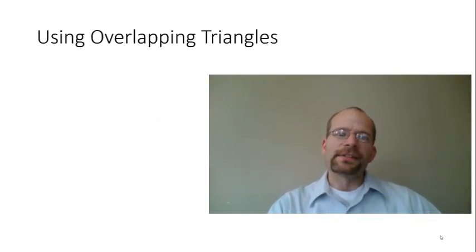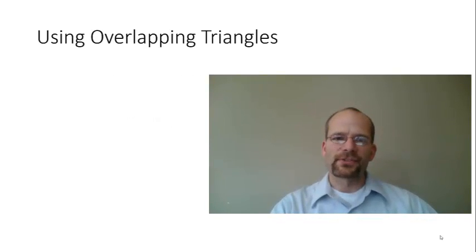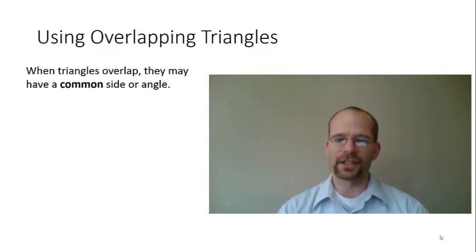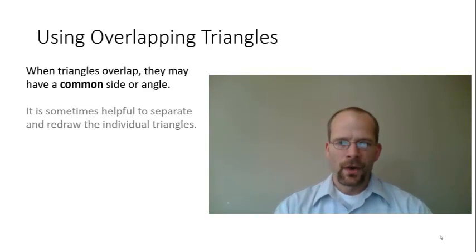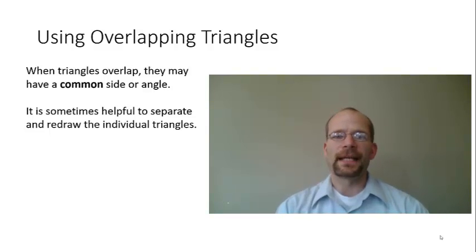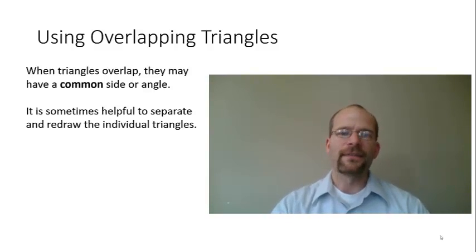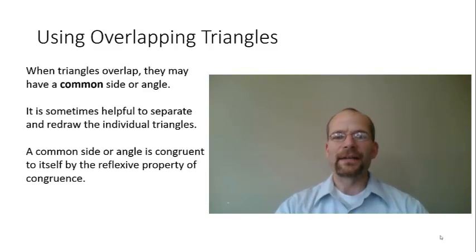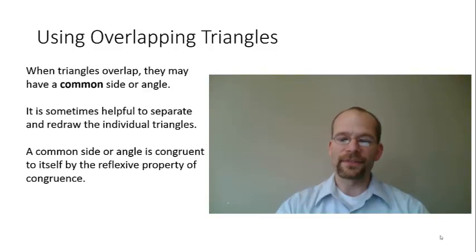First thing we need to talk about is this idea of using overlapping triangles. Sometimes triangles have sides or angles that overlap, that is, sides or angles that they share in common. And we can use that to try and solve problems. One of the things that's helpful to do sometimes, and particularly when you're beginning, is to separate the triangles, pull them apart so you can see two distinct triangles, and then begin to reason from there. Always remember that a common side or a common angle is congruent by the reflexive property.